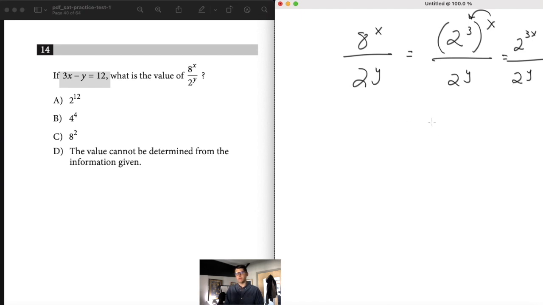Okay, and then you say, well, look, now I can subtract these exponents because I have the same base, 2 and 2. So 2 to the 3x over 2 to the y is the same as 2 to the 3x minus y, which we already know is 12. I have very rarely seen even very smart people do that approach. And if they have, it usually takes a little while. So when in doubt, use real numbers.